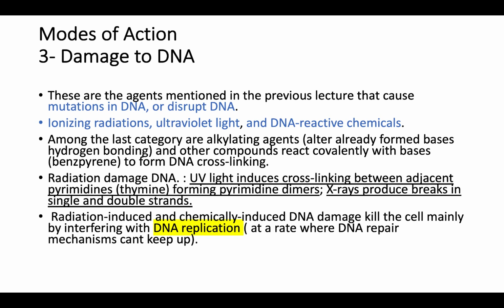Radiation-induced and chemically induced DNA damage kill the cell mainly by interfering with DNA replication. For example, when you bind the DNA, the replication machinery is unable to come to this bound DNA. There is something stuck on the strand and I can't get through, so I make a mistake, I jump over this mechanism, or I don't know what to put, I put G, I put A, whatever I can put. That's how DNA replication will make mistakes, and the DNA repair will also make mistakes because of these DNA-bound agents.